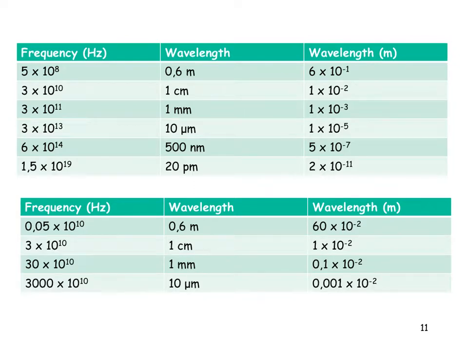Sometimes you'll need to manipulate scientific notation. So, for example, you get given the frequency and the wavelength of a whole lot of electromagnetic waves. Interestingly enough, when you multiply the frequency and the wavelength of any electromagnetic wave, you get the number 3 times 10 to the power of 8.